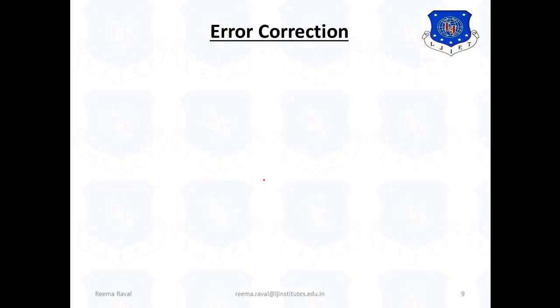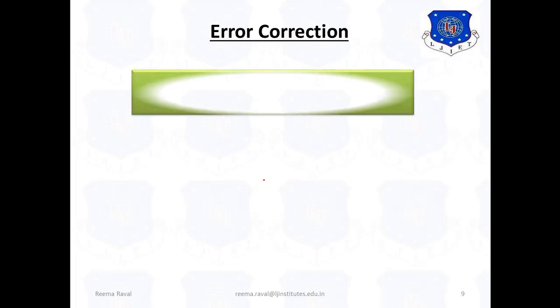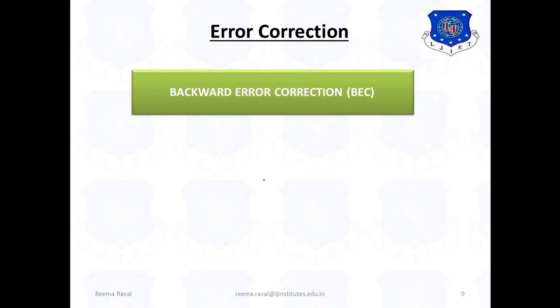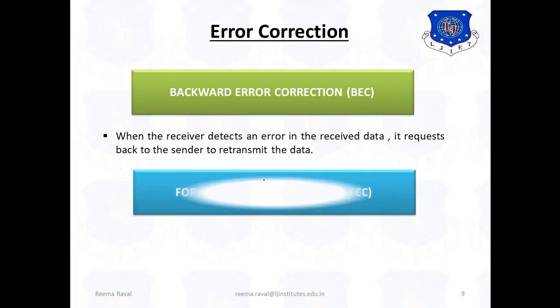Now next is error correction. What we have seen till now was error detection method. Now next is error correction, in which the errors can be identified and they are corrected as well. So in that, first one is BEC, which is called backward error correction, and the second one is FEC, that is forward error correction.